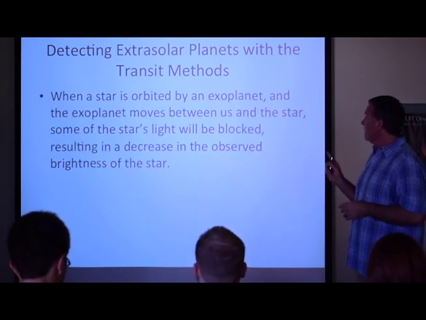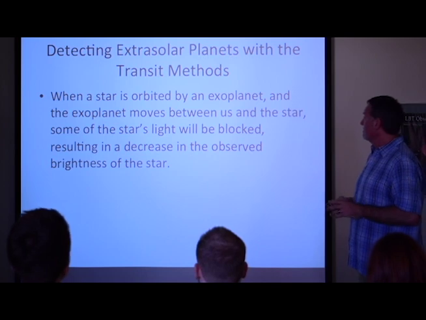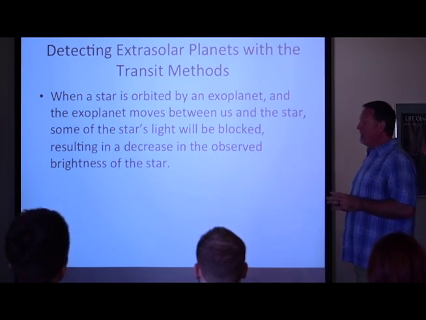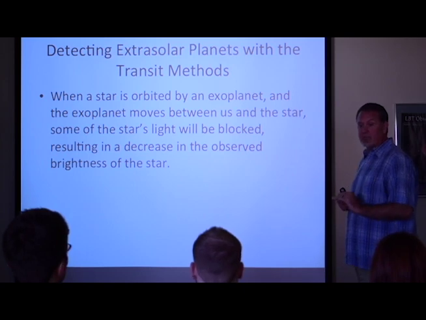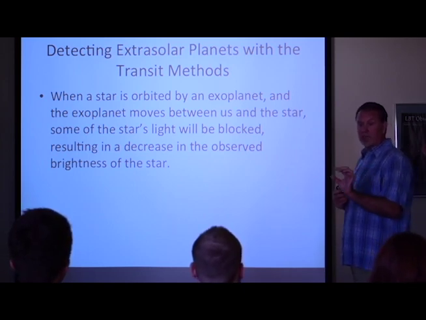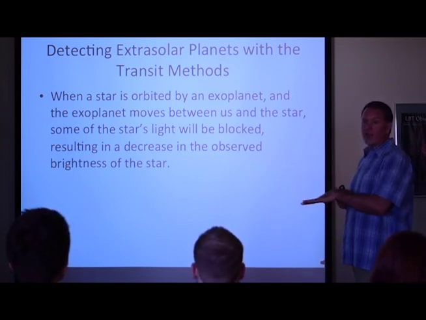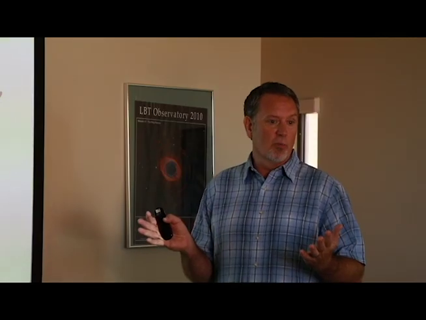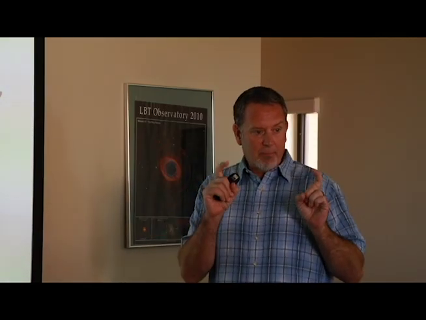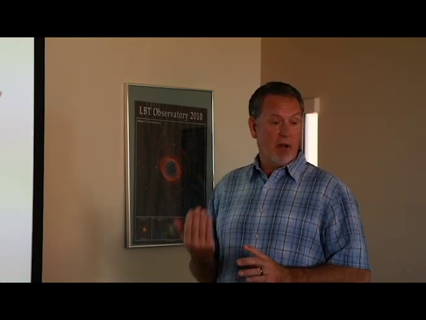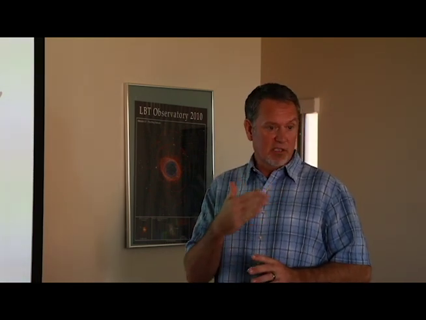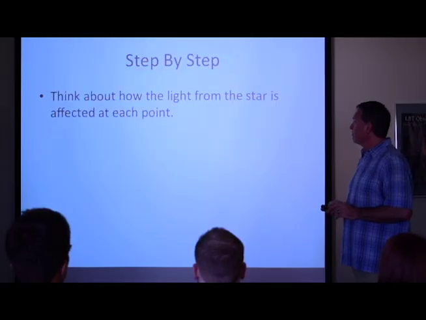So when a star is orbited by an exoplanet, a planet outside of our solar system, that planet moves in front of the star and causes the star's light to dip or become slightly dimmer for a small period of time while the planet's in front. And then as the planet moves away from being in front of the star, it resumes its normal brightness, and it's that dip that tells us whether or not a planet is there. So we'll be looking at graphs of a star's brightness as a function of time and looking at how the dips tell us whether or not planets exist.